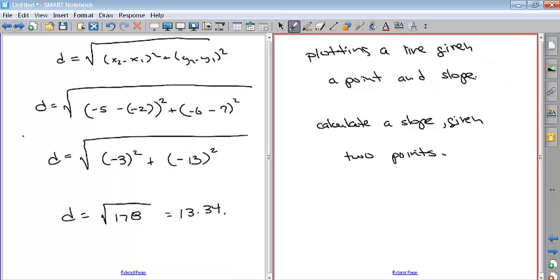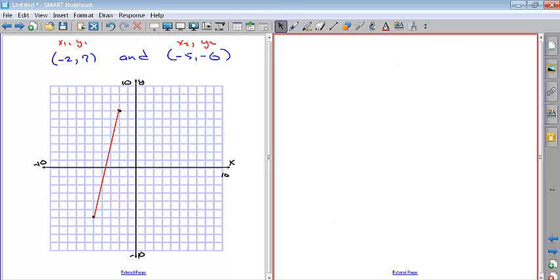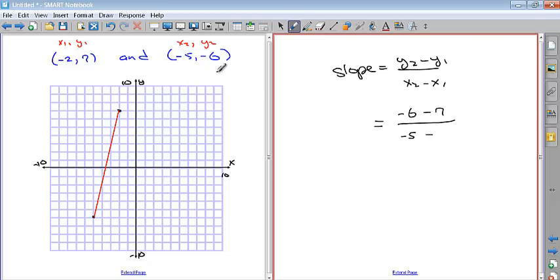Now, let's calculate the slope of that line, using the same points. Again, the slope is y2 minus y1 over x2 minus x1. We write them down: -6 minus +7, divided by x2, which is -5, minus -2. That gives me -13 divided by -3.